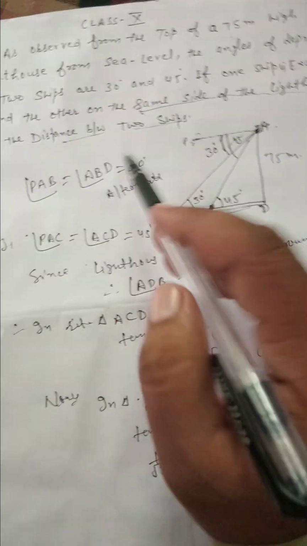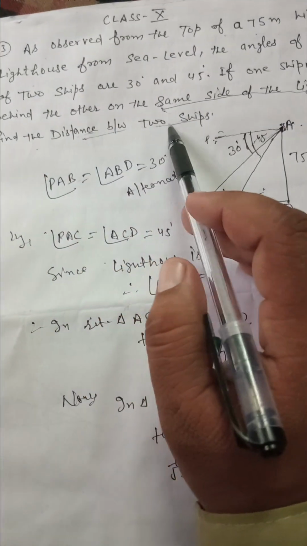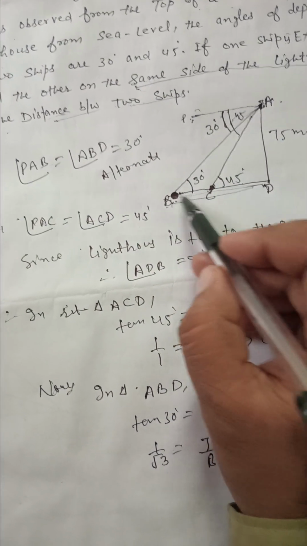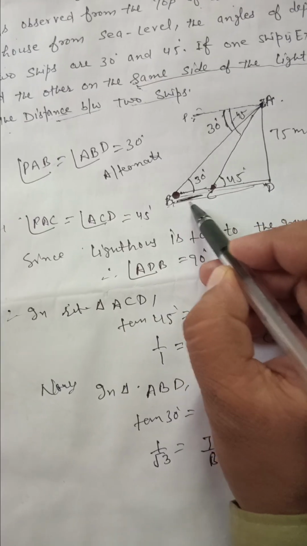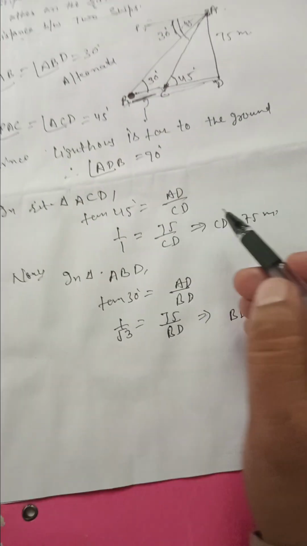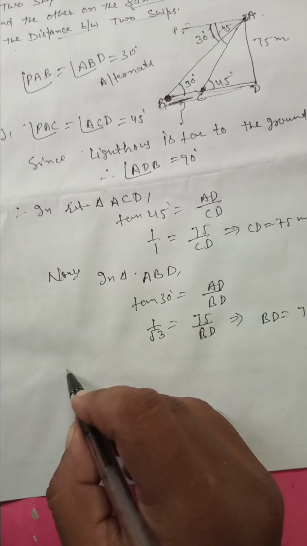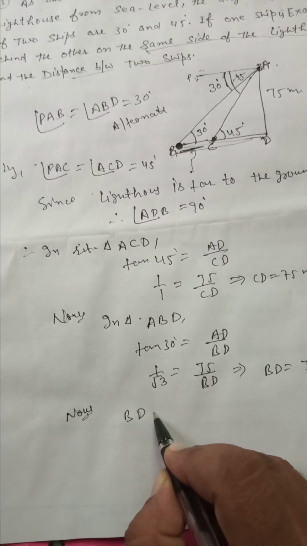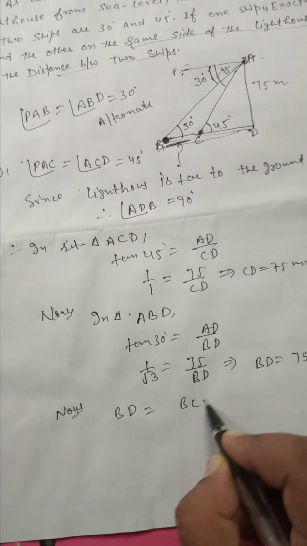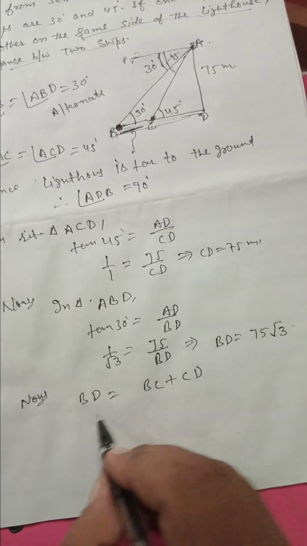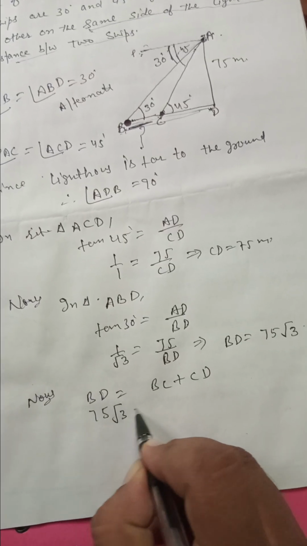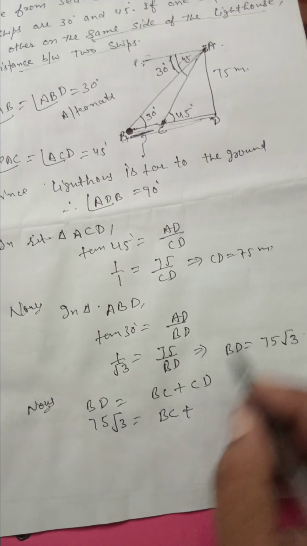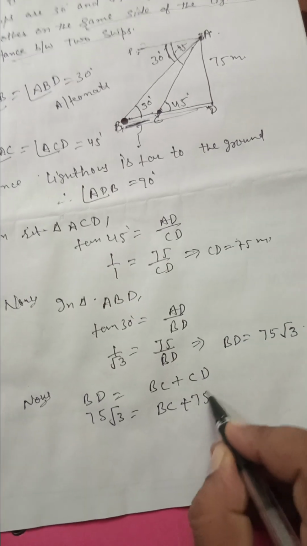Now we have to find the distance between the two ships. Suppose the two ships are placed here at points B and C. The distance between the two ships is BC, and we have to find the value of BC. So now BD can be written as BC plus CD, and BD is 75 root 3, and CD is 75.